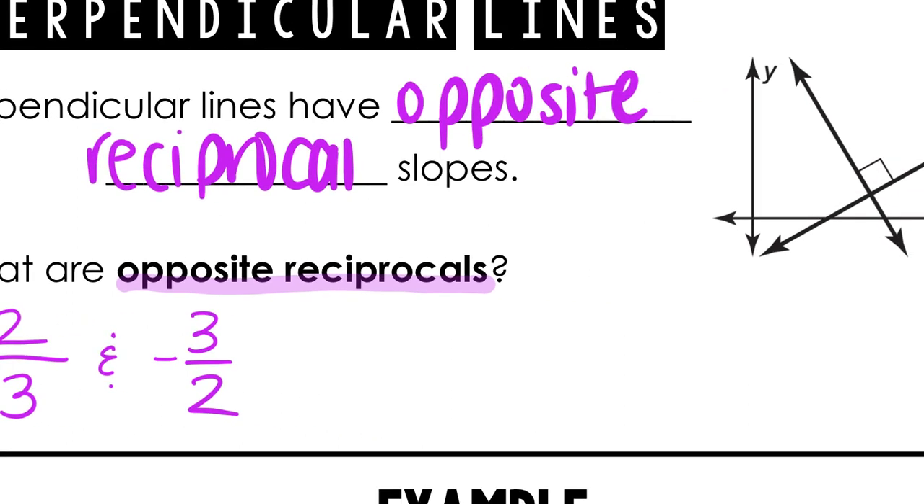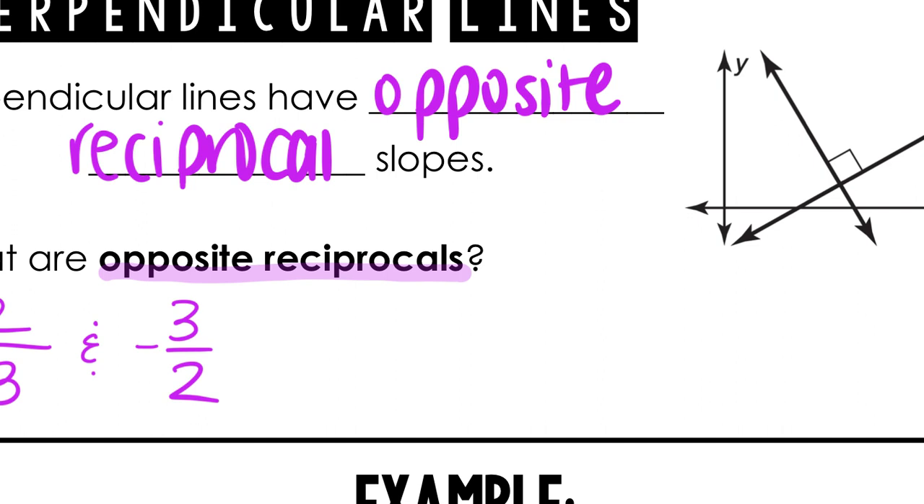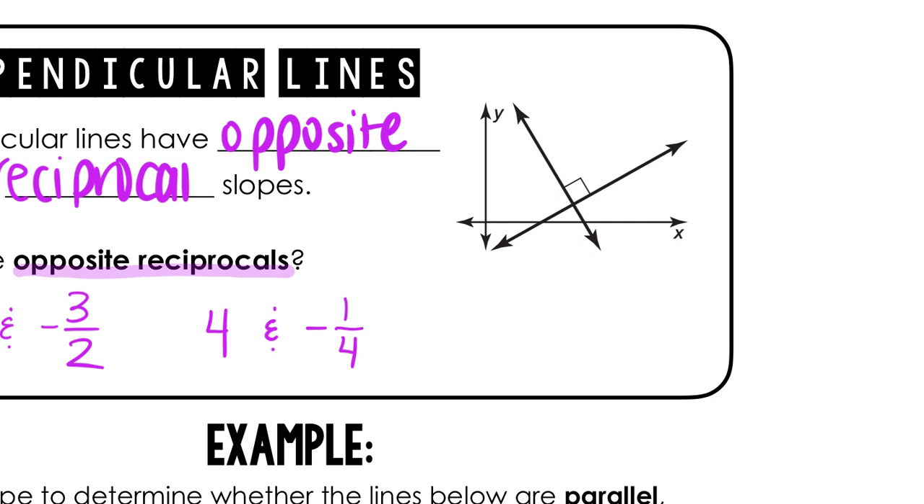Another example, let me give you another example here. What if we have a slope of just positive 4, okay? Now that's not a fraction, but if you think of it as a fraction, it would have a 1 on the bottom, right? So in order to be an opposite reciprocal, it would be negative 1 over 4. So these would be considered opposite reciprocals because 4 over 1, if you flip that upside down, you would have 1 over 4, and then we would just make it negative. If you have a slope that's already negative, something like negative 5 over 2, then the opposite reciprocal would be 2 over 5, positive 2 over 5. So we flip it upside down and we change the sign.